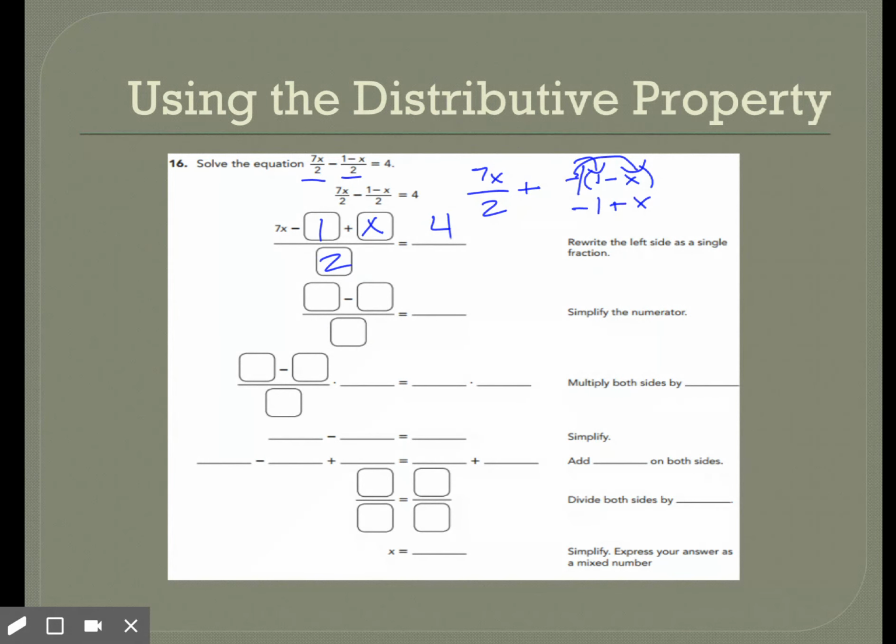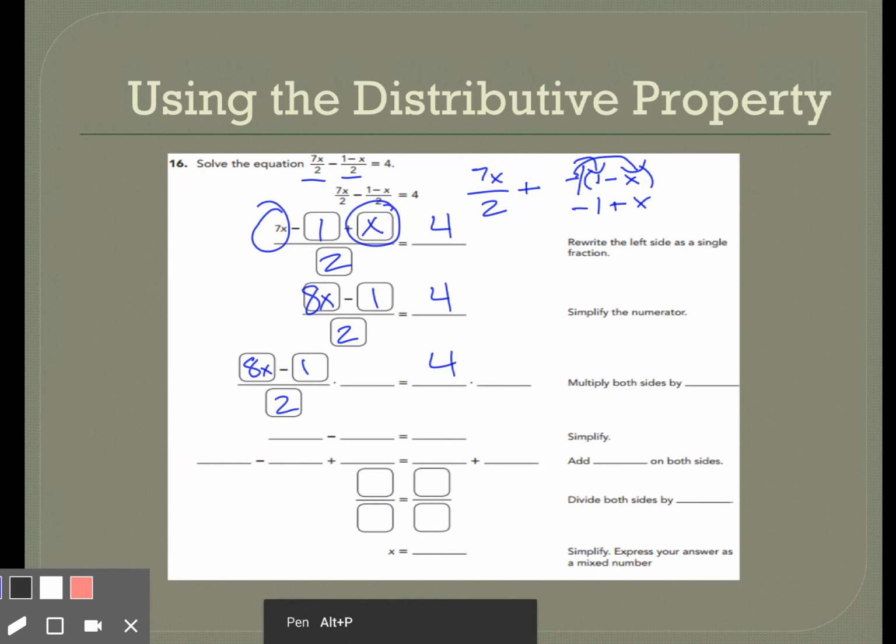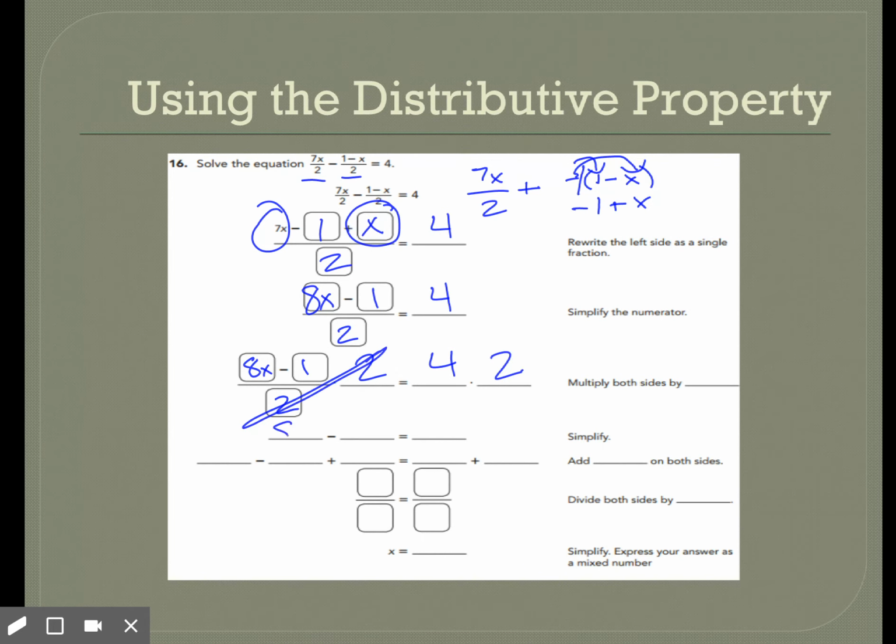So we're going to combine like terms. 7x and the positive x is 8x minus 1 over 2 equals 4. And now we're just going to start solving. So we have 8x minus 1 over 2 equals 4. So I'm going to multiply both sides by, not 4, by 2. So these will cancel out, and I'd be left with 8x minus 1 equals 8, because 4 times 2 is 8. Now I need to add 1 to both sides.